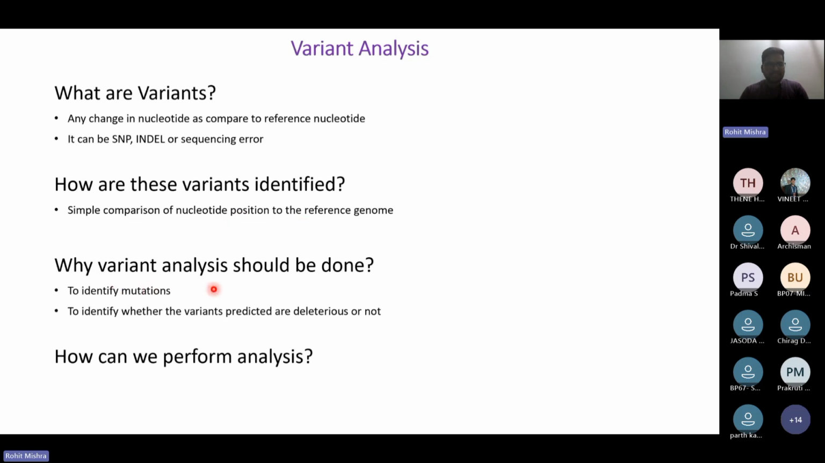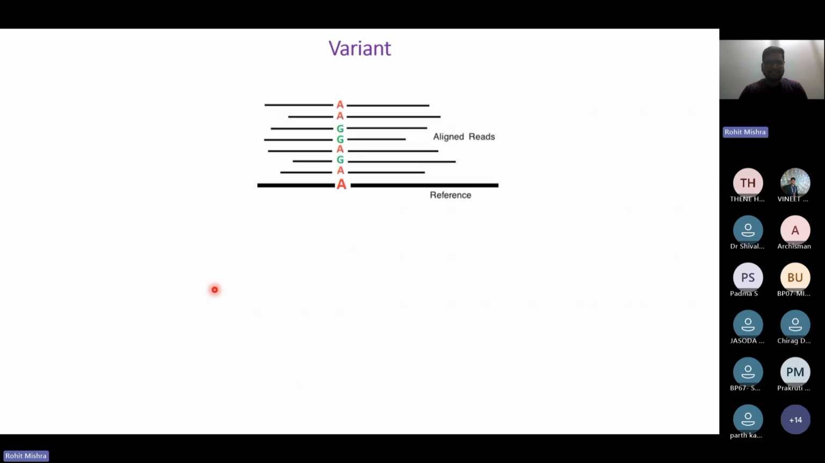Variant analysis is done to identify mutations and also to predict whether these variants or mutations have any deleterious effect, for example whether they may hamper the formation of proteins. That is why variant analysis should be done. There are several algorithms and specialized tools to perform this variant analysis. So this is what exactly a variant is.